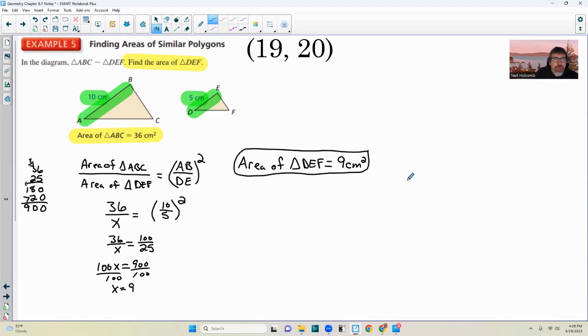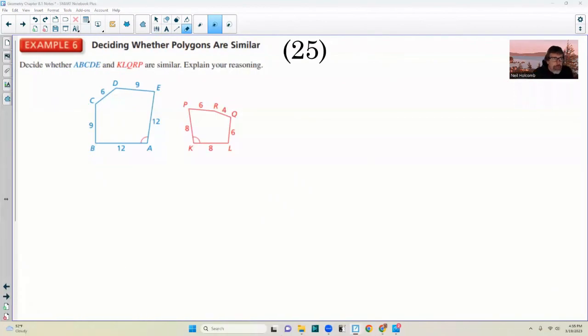Okay, so now you should be able to do problems numbers 19 and 20 in your exercises. So here's example 6. We have to decide whether this pentagon and this pentagon are similar. So we're going from here to here. It's getting smaller, so we want the smaller numbers on top.